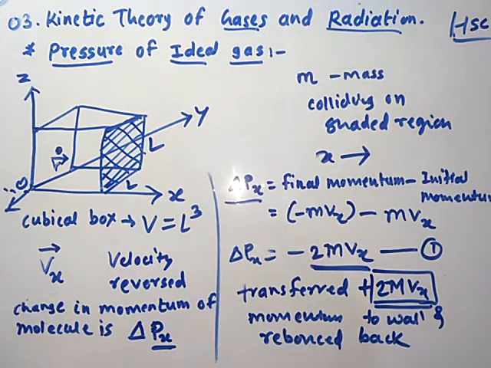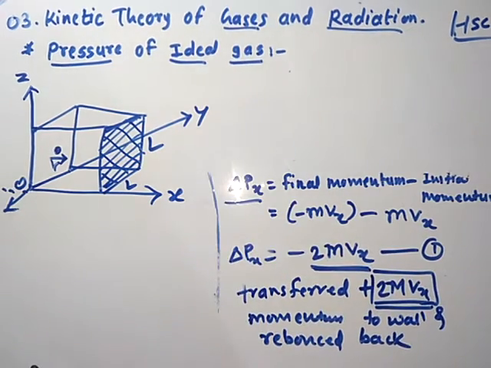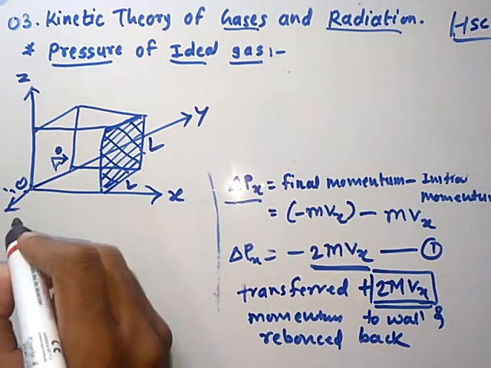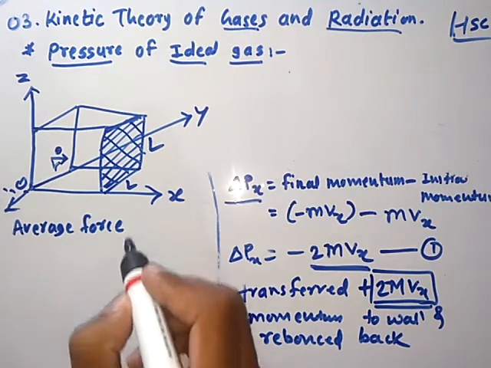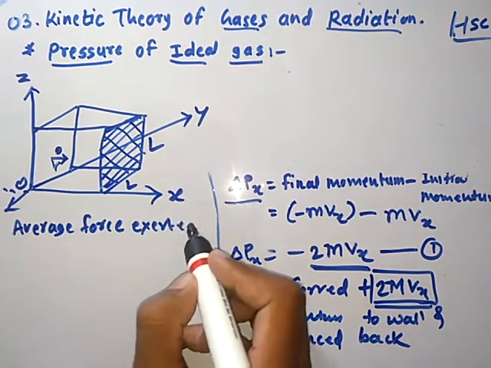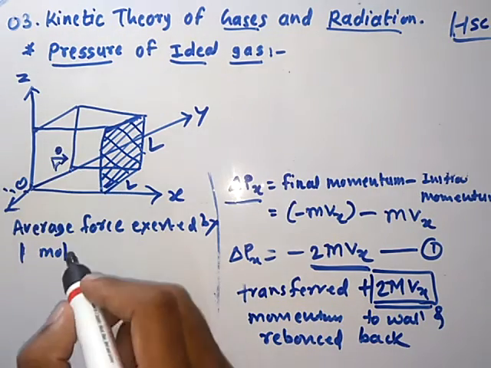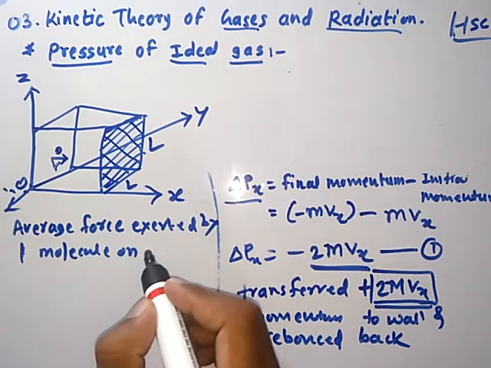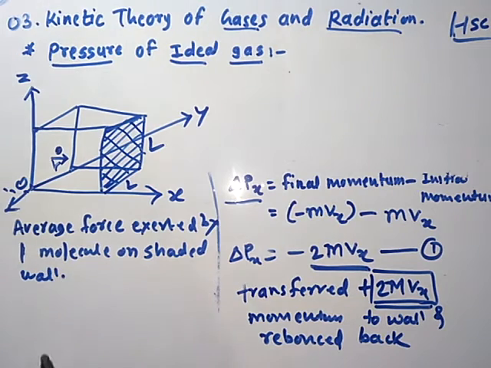So remember this equation. I am going to erase the screen. Now after calculating the change in momentum of that particle, we have to calculate the average force exerted by one molecule on the shaded wall. So how can this force be calculated?